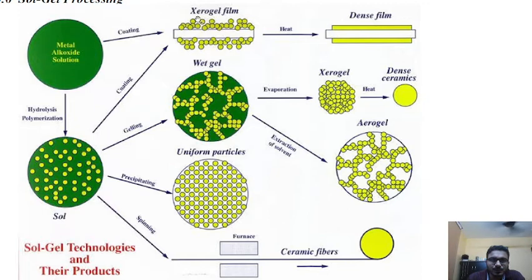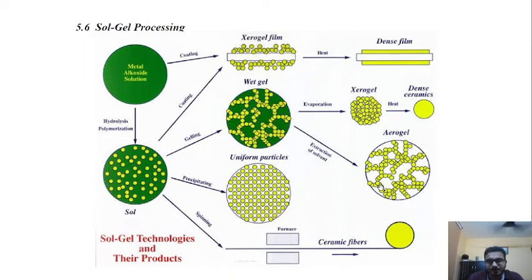If we focus further on xerogel film, then heating of this film gives us a dense film. Then in the wet gel, if we evaporate it, we get a xerogel, and further heating will give us dense ceramics. In another way, if we take this wet gel and do extraction of the solvent, then we get an aerogel. So this is all about sol gel technologies and their products.